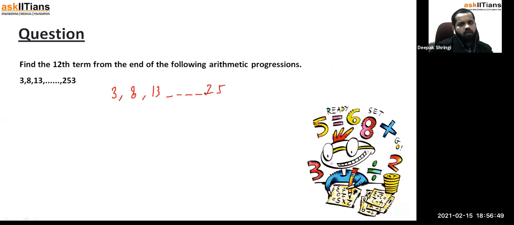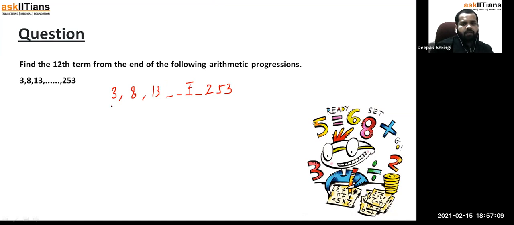Guys, based on the formula, we'll do it later. Let me tell you one more thing. If you need to find the 12th term from the end, it is asking for the 12th term from the end, right?